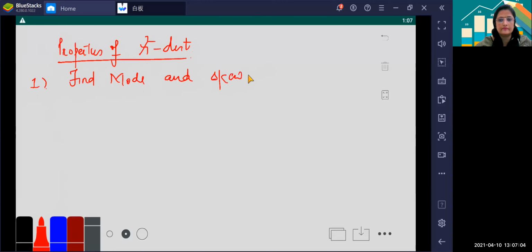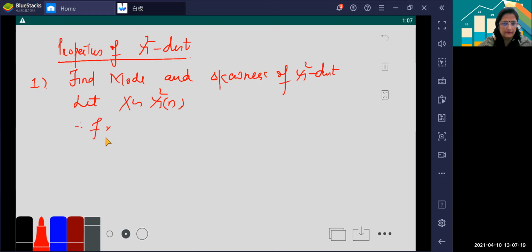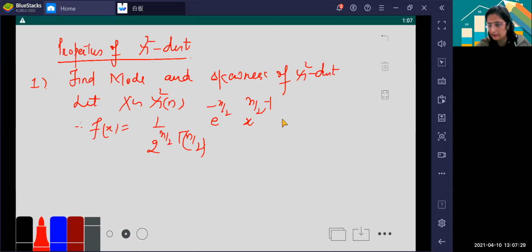skewness of chi-square distribution, right? Let X follow chi-square distribution with n degrees of freedom. Therefore, what is the PDF? This is 1 by 2 raised to power n by 2 gamma n by 2, e raised to power minus x by 2, x raised to power n by 2 minus 1, and the values are lying between 0 and infinity.